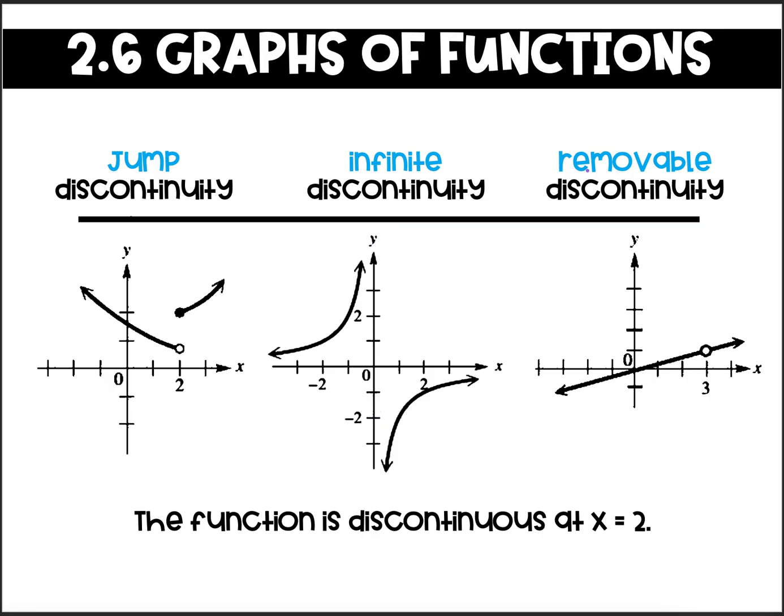And we have a removable discontinuity, when your graph looks like a straight line, but you have a removable point, a hole in your graph. We call this a hole. In other words, this graph is discontinuous at 2, this graph is discontinuous at 0, and this graph is discontinuous at x is equal to 3.